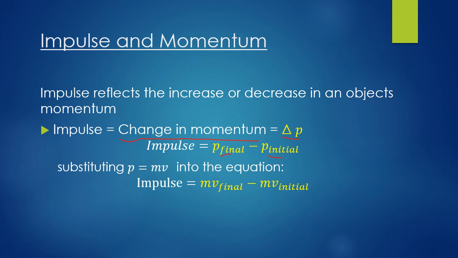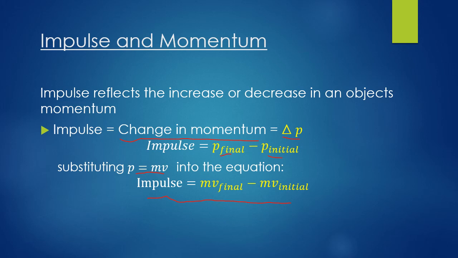Substituting our equation for momentum, which is P equals mv, into the above equation, we get a new equation for impulse, which is mass times final velocity minus mass times initial velocity. When we use this equation, we are calculating the change in momentum of a specific object.